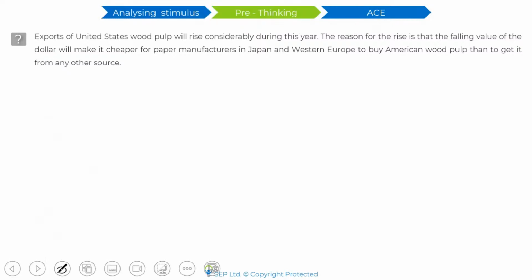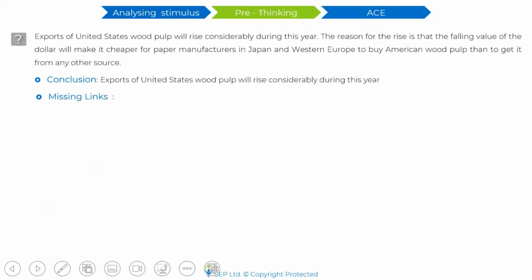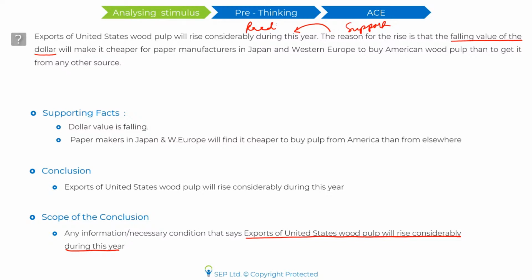Now, if we ask a simple question, why or how? Okay. Now, one answer is already given, cheap. Okay, so we are not going to use that as our assumption. Cheapest wood pulp, that's already given. All right. How else is this going to increase?